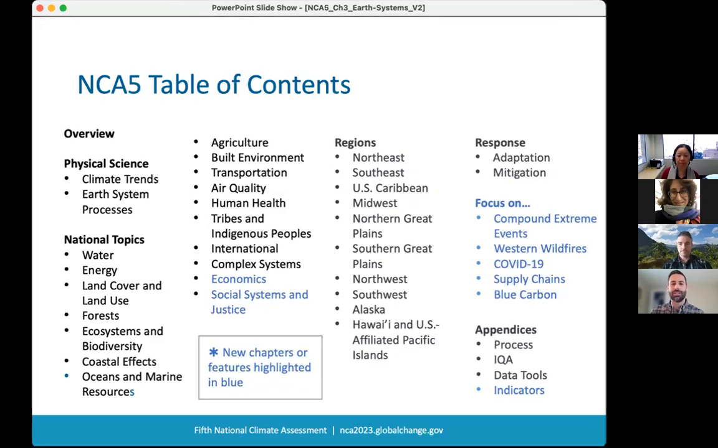The NCA table of contents has evolved over time, informed by user input. NCA5 added 2 new chapters, one on economics and one on social systems and justice. We also have 5 new focus features on compound extreme events, Western wildfires, COVID-19, supply chains, and blue carbon. We have several appendices, including a new one dedicated to indicators.